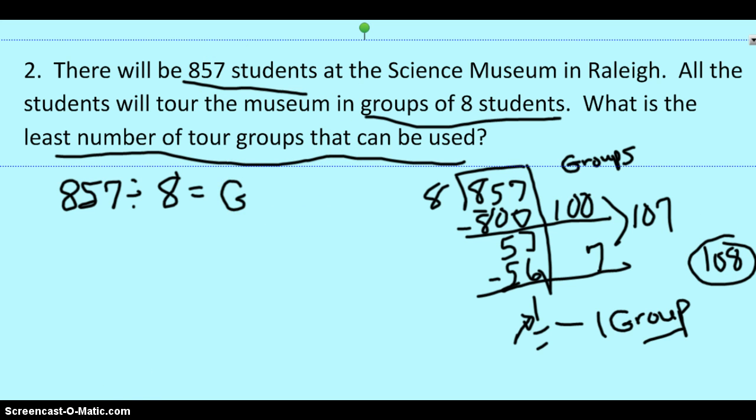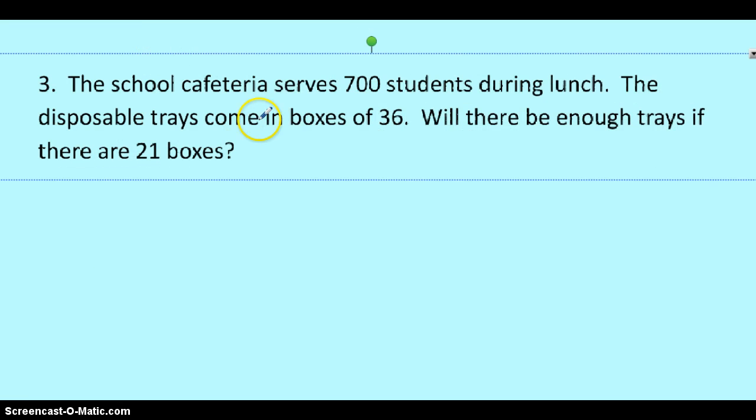Okay. Let's go to the next one. The school cafeteria serves 700 students during lunch. The disposable trays come in boxes of 36. Will there be enough trays? That's the question. Will there be enough trays if I have 21 boxes of trays?